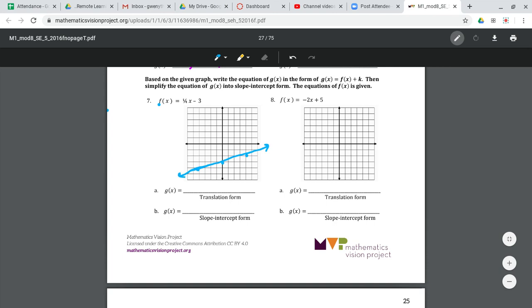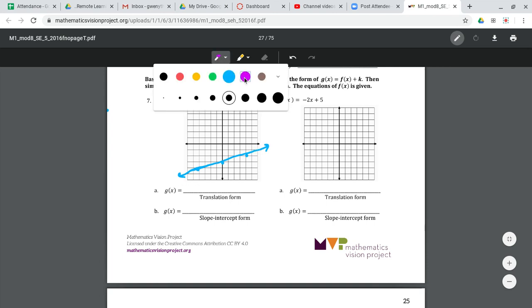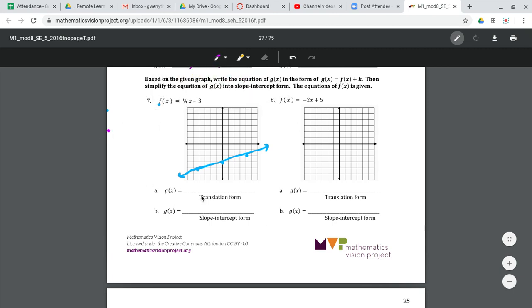So yours should look something like that. Make sure you have it through those points. So this is my f of x. Now we need to do a g of x. Well, once again, you have room for interpretation here. You can choose what the translation form is.